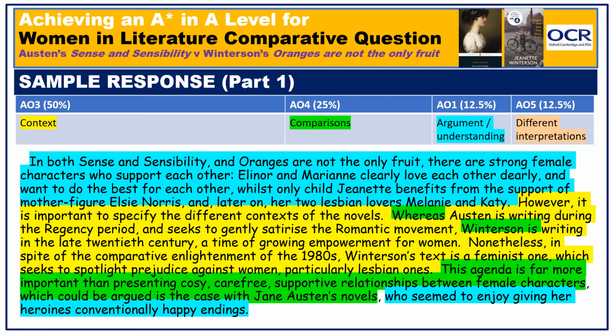Whereas Austen is writing during the Regency period and seeks to gently satirize the Romantic movement, Winterson is writing in the late 20th century, a time of growing empowerment for women. Nonetheless, in spite of the comparative enlightenment of the 1980s, Winterson's text is a feminist one, which seeks to spotlight prejudice against women, particularly lesbian ones. This agenda is far more important than presenting cosy, carefree, supportive relationships between female characters, which could be argued is the case with Jane Austen's novels, who seems to enjoy giving her heroines conventionally happy endings.